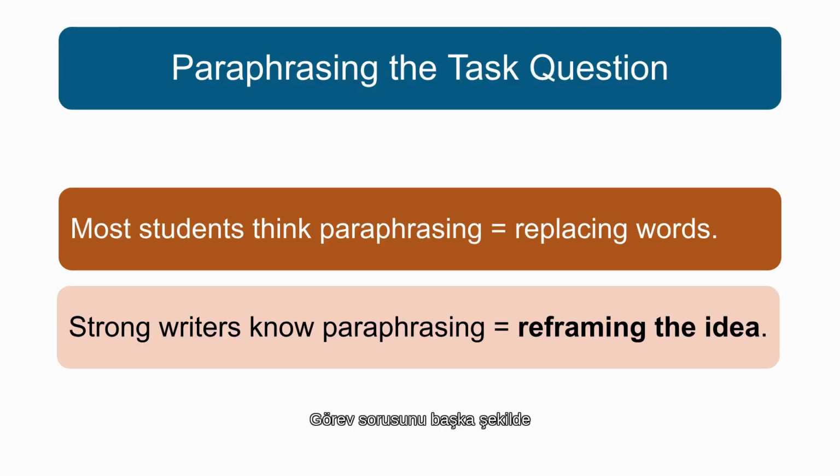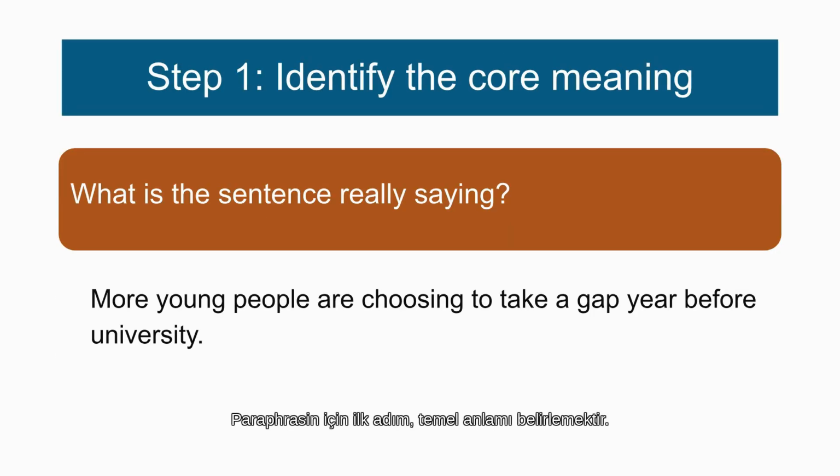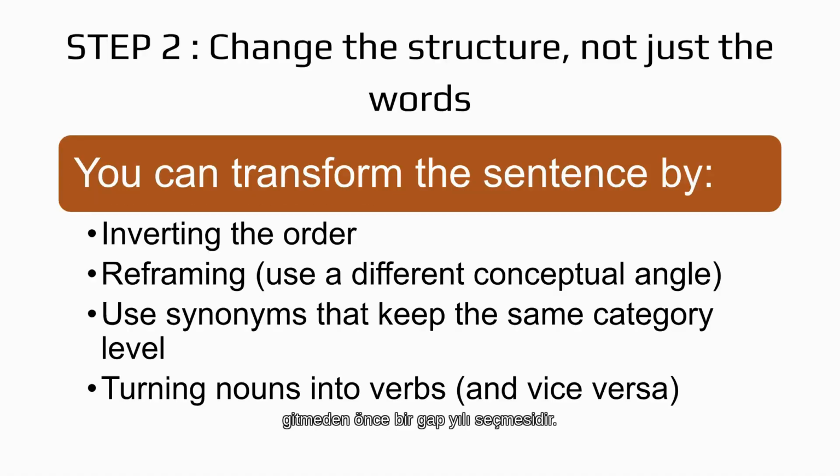When paraphrasing the task question, remember that strong writers reframe the idea, rather than just replacing words with synonyms. Step 1 for paraphrasing is identifying the core meaning. For the gap year prompt, the core meaning is that more young people are choosing a gap year before university. Step 2 is changing the structure. You can invert the order, reframe the conceptual angle, use appropriate synonyms, or convert nouns into verbs and vice versa to achieve a sophisticated restatement.